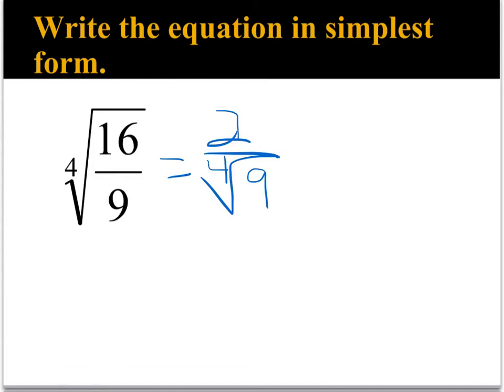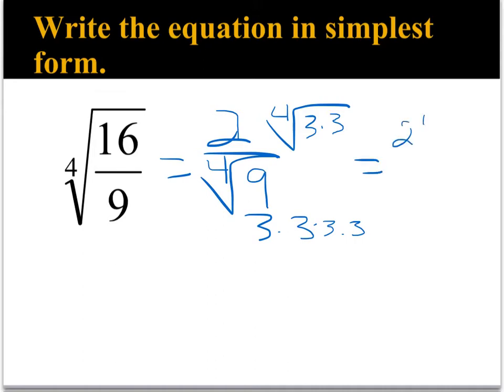But I can't have a root in the denominator, so now I need to rationalize that denominator, right? 9 is 3 times 3. So I need 2 more 3's in order to rationalize the denominator. But when I multiply the top by those 3's, they're underneath the fourth root, right? So they need to be underneath the fourth root up here. Not outside, because a lot of you had 9 times 2 and got 18 on top. So now I get 2 and the fourth root of 9, but on the bottom I have 3.